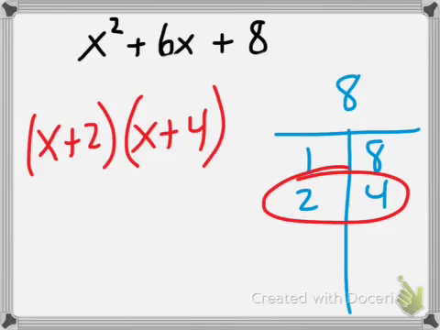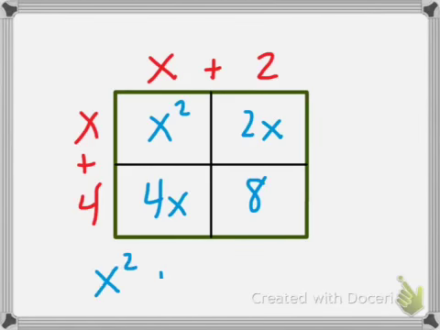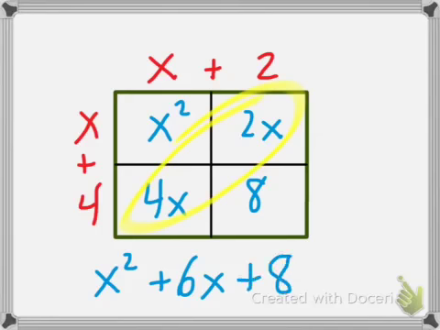Alright, now let's check our answer to make sure we have the correct one. So, we're going to multiply x plus 2 times x plus 4 using the method that we already know. You see that when we combine like terms, 2x and 4x, we get 6x. That's why we were looking for two numbers that added up to 6, because we were combining those like terms. And why we needed two numbers that multiply to give 8, because the area of that little box was 8.